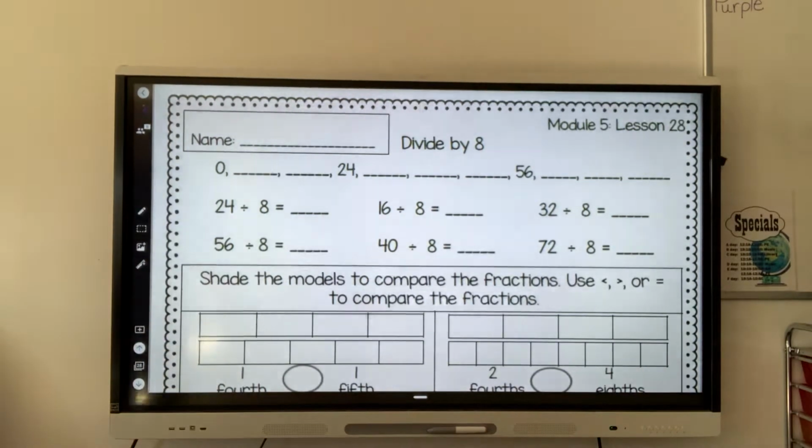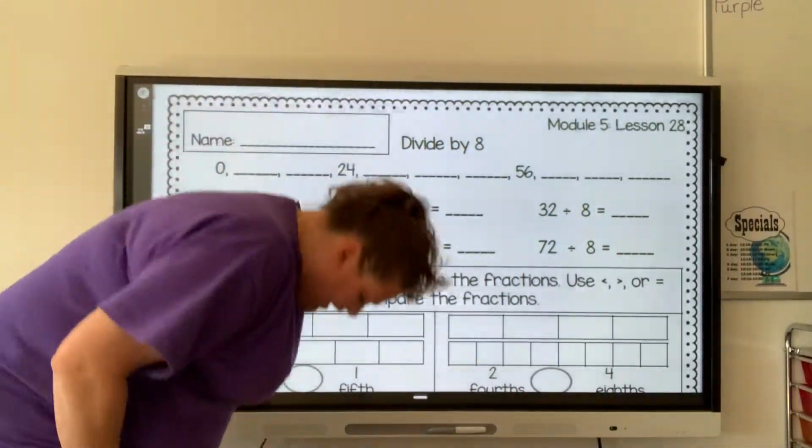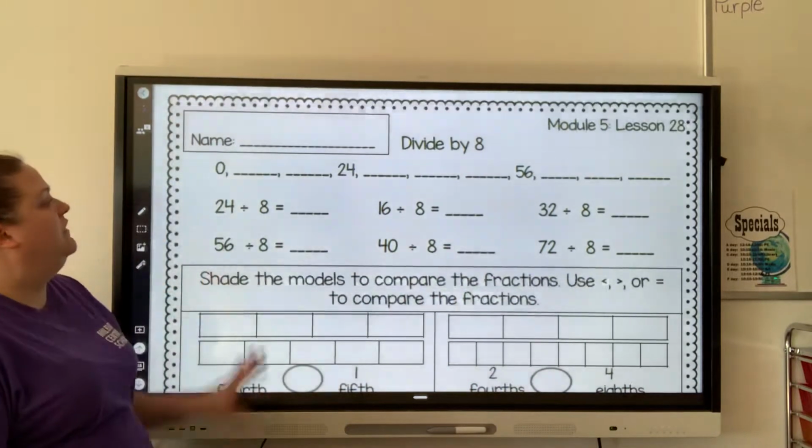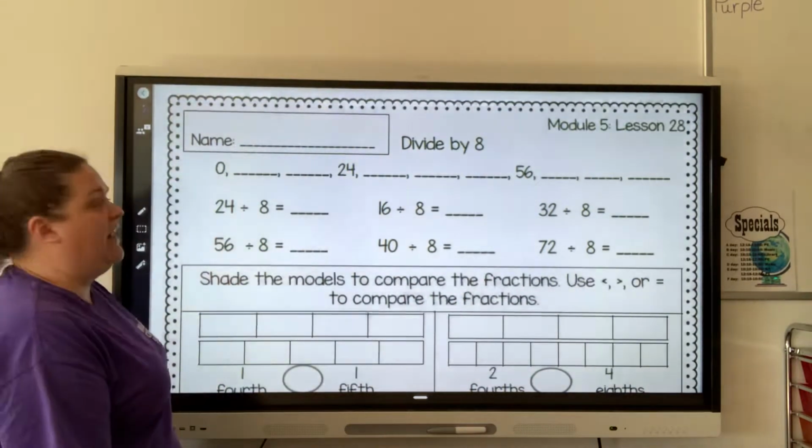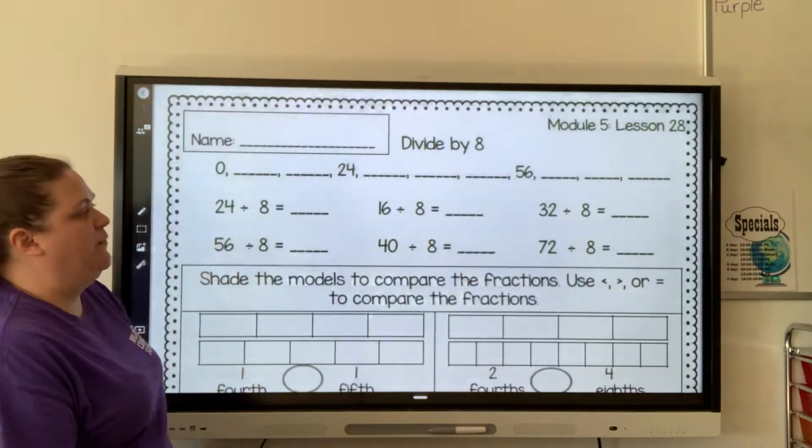Hi everybody, and welcome to lesson 28 from module 5. This is the worksheet part. The top part is a review of division by 8. So counting by 8s will help you remember how to do that.